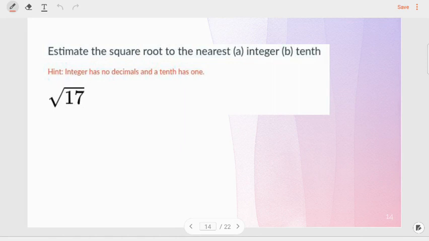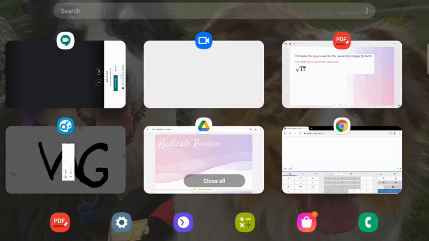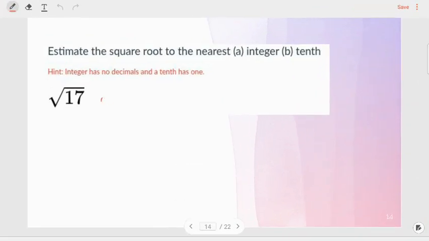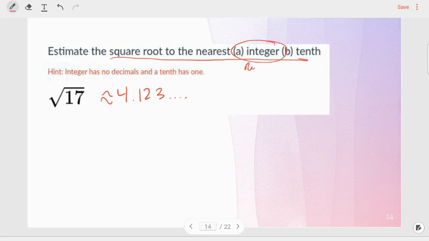Estimate the square root to the nearest integer. Okay, the square root of 17. I'm going to use my calculator on this one. This is the way to be the most accurate. So going to my calculator. Clear it. Square root of 17. 4.123. All right. So about 4.123, and then it kept on going. So estimate the square root to the nearest integer. That means I want no decimals.